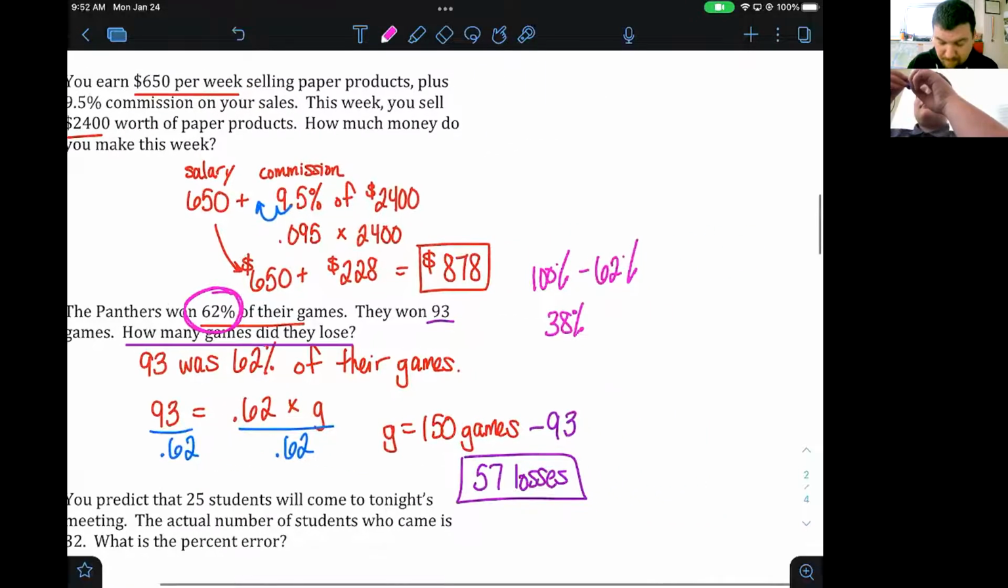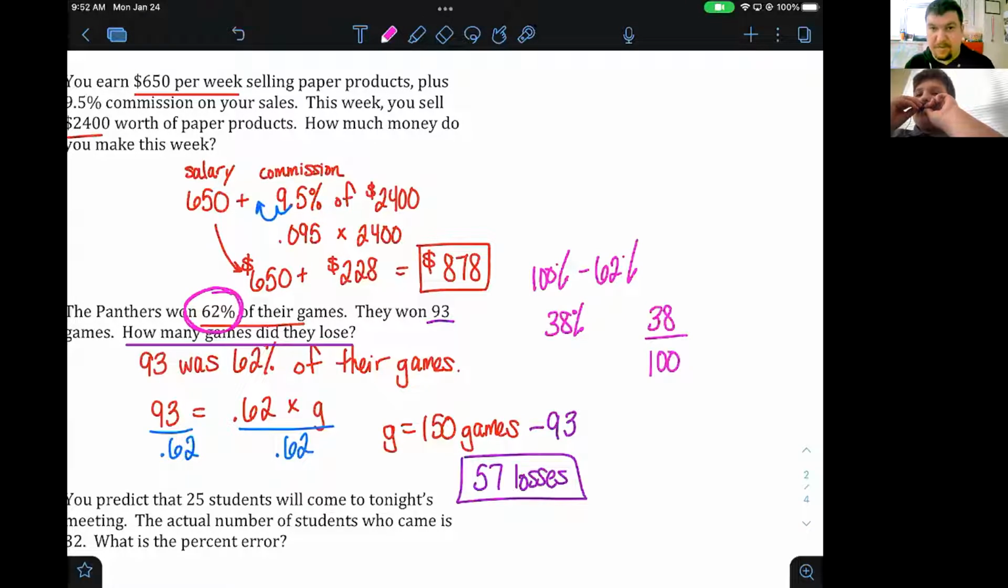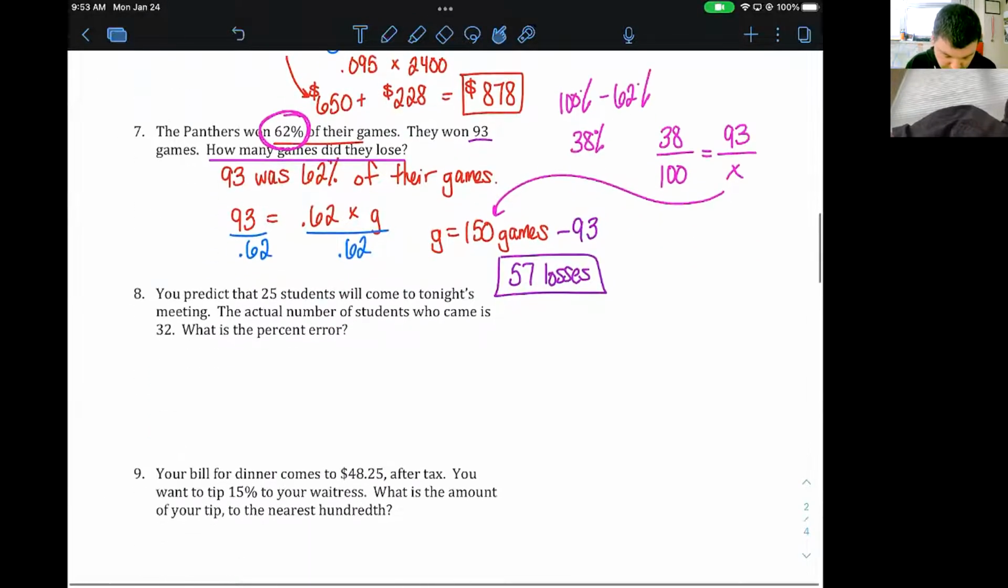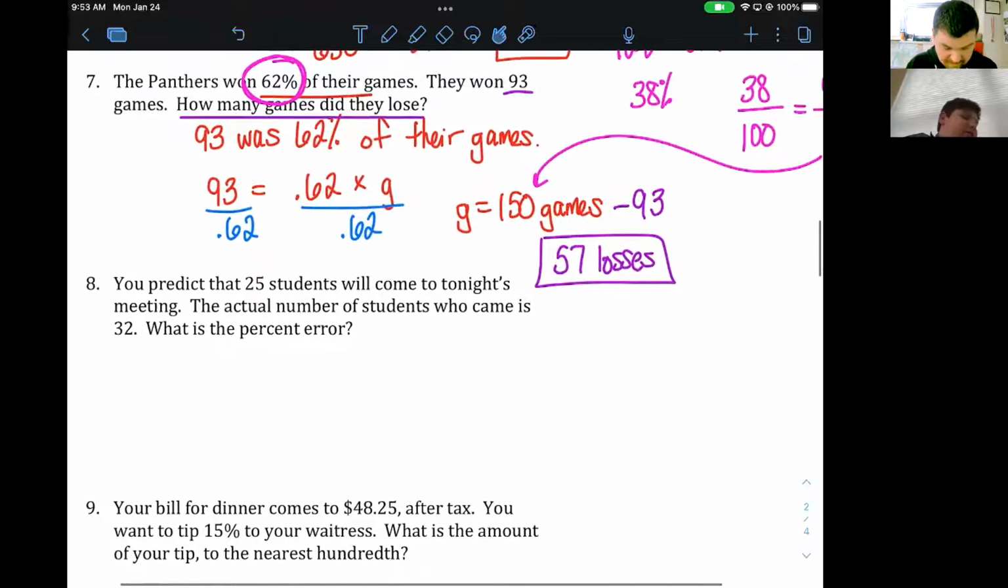Or we could even set up a proportion, because 38% means 38 out of 100. And so if they lost 38%, that means they would have lost 38 of 100. And so we could have figured out, if they won 93 games, okay, so 93 out of what? And that would have given us the total number of games. And then we could have worked out the number of losses and stuff like that. Okay. Let's move on to number 8.